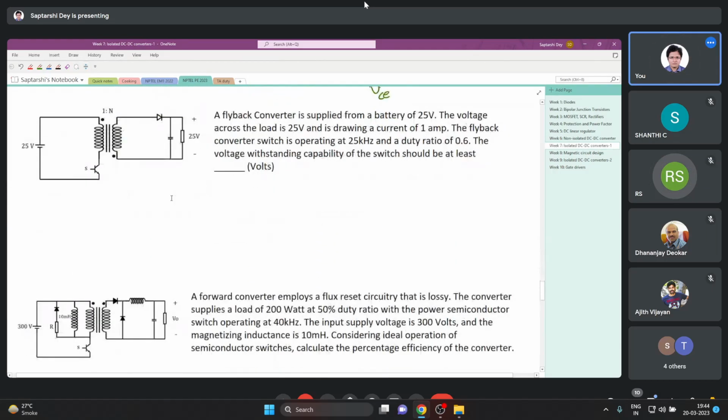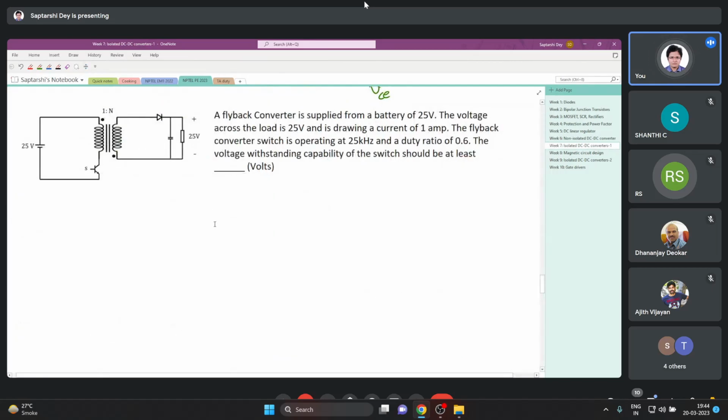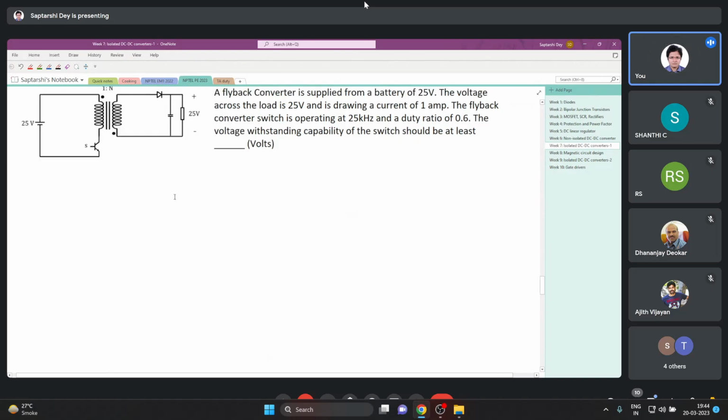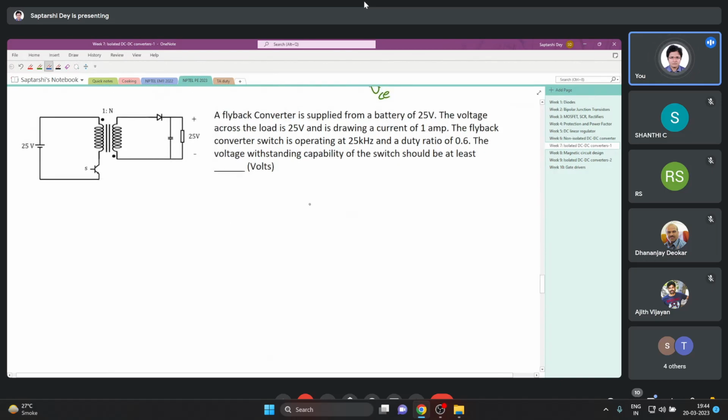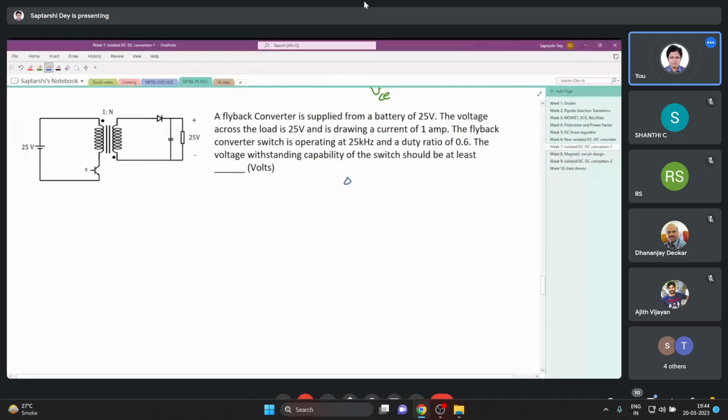Okay, so this is the first problem that we have today. A flyback converter is supplied from a battery of 25 volt. The voltage across the load is 25 volt, drawing a current of 1 ampere. The flyback converter is operating at a duty ratio of 0.6. The voltage withstanding ability of the switch should be at least this much of volts. So we will find out what is the voltage across the switch.